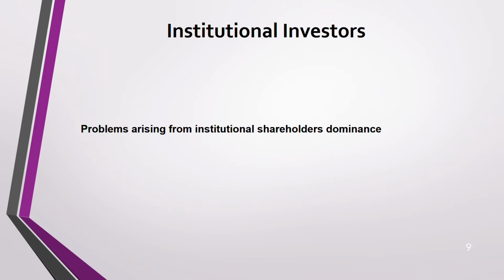Now, what are the problems that can arise because institutional shareholders are having dominance? Number one, short-termism of fund managers. Fund managers will always be working for the short term, not over a long period of time, if shareholders are dominating. Second problem is lack of skill of trustees. Maybe the trustees who are going to manage your fund might not have the skills.